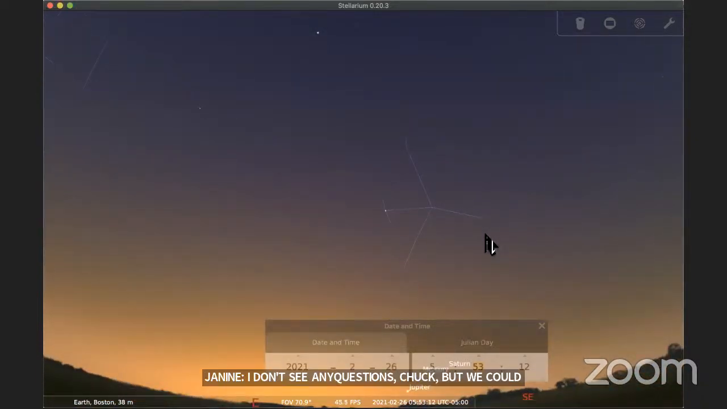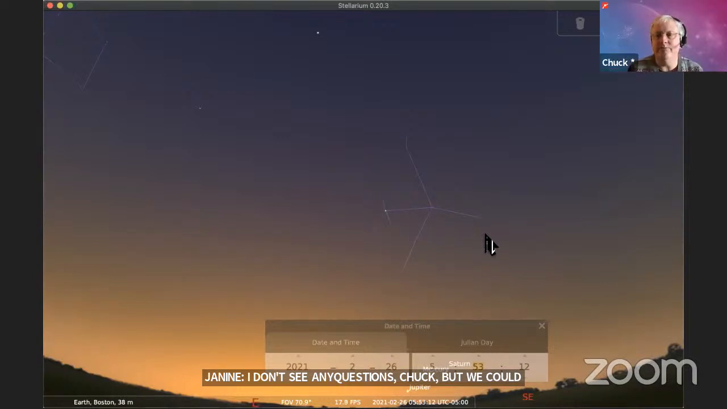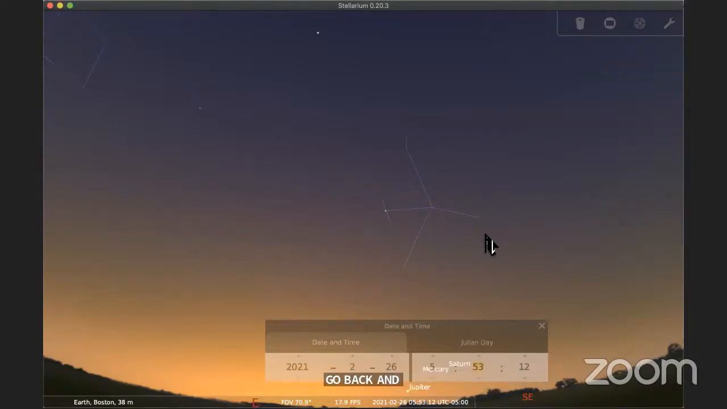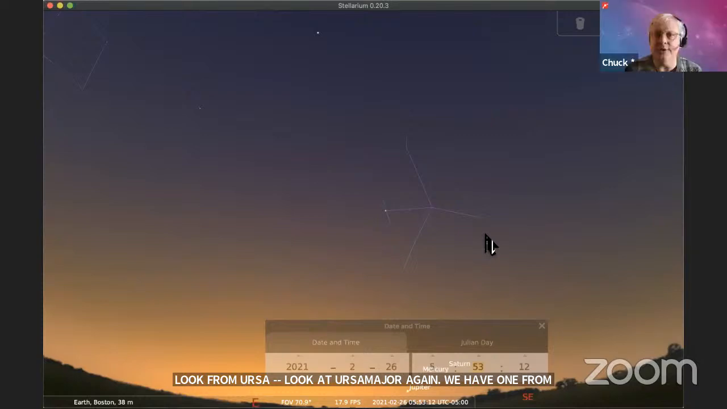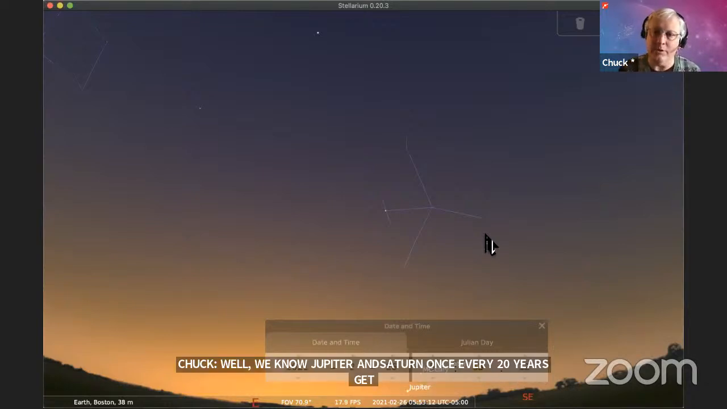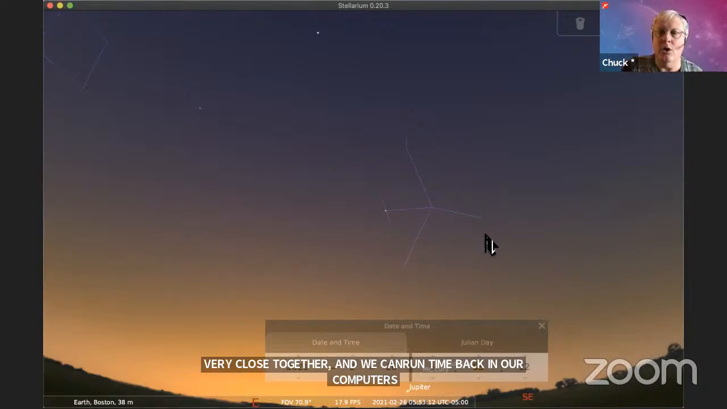How do we know it was 800 years since the last time that they were close together? Sure. Well, we know that Jupiter and Saturn, once about every 20 years, get very close together. And we can run time back in our computers or our planetarium projectors, we used to use in the days before computers, or we can check the records, and nowhere do we have any record of those planets appearing that close together. They were about 1/10 of a degree apart.